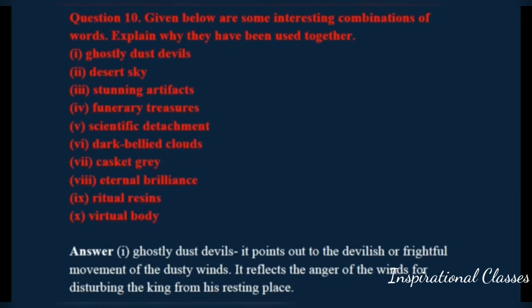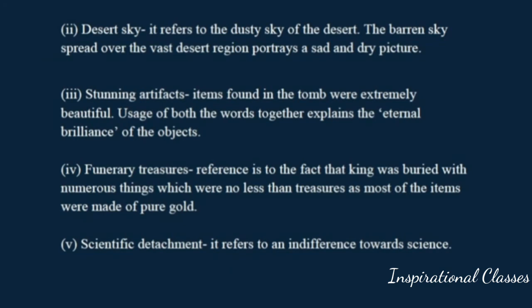Answer. 1. Ghostly dust devils. It points out the devilish or frightful movement of the dusty winds. It reflects the anger of the winds for disturbing the king from his resting place. 2. Desert sky. It refers to the dusty sky of the desert. The barren sky spread over the vast desert region portrays a sad and dry picture.